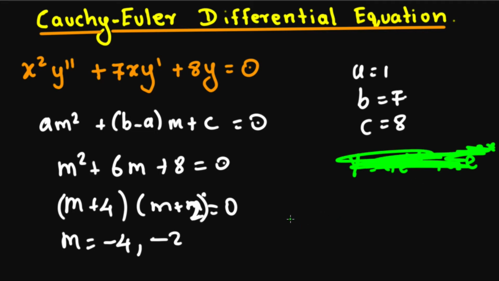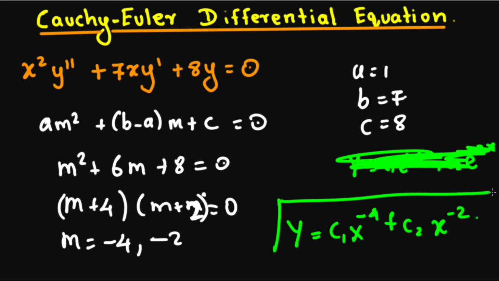For Cauchy-Euler the pattern is different. Instead of e to the power x, we put y is equal to c1 x, right? Instead of e we put x, and we put this one as the power, x to the power minus 4 plus c2 x to the power minus 2. Okay, that's going to be the general solution of this Cauchy-Euler differential equation.